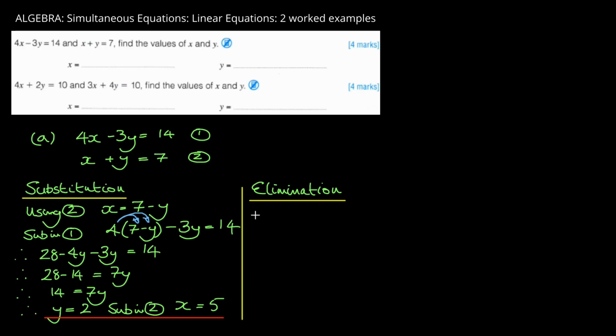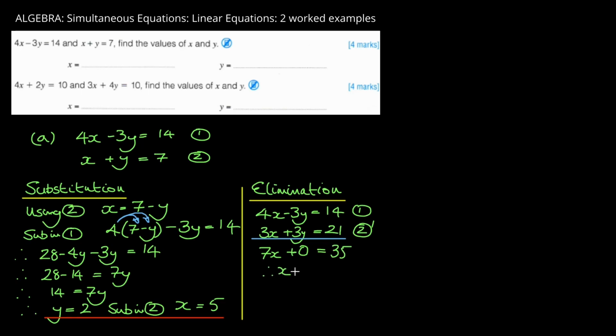So let's try that. And now let's write down beneath it equation 2, but now multiplied by 3. Now if we add all these terms up, the x terms, the y terms, and the number terms individually, we get 7x plus 0. Effectively, we've eliminated y from the process, is equal to 14 and 21, 35. We therefore get that x is equal to 5.